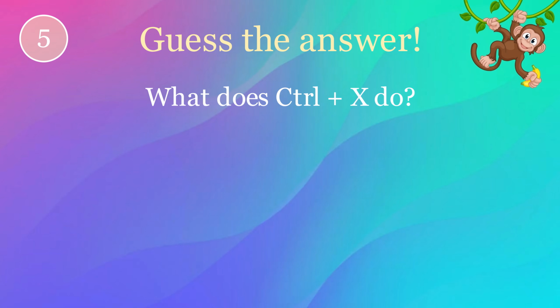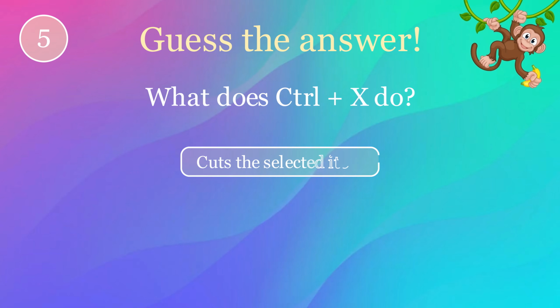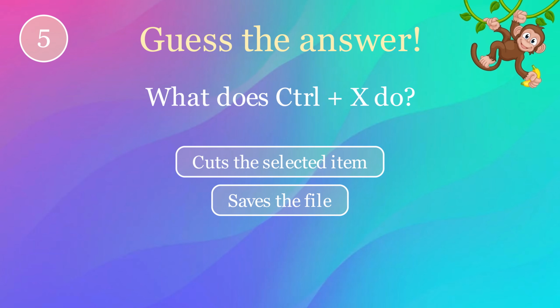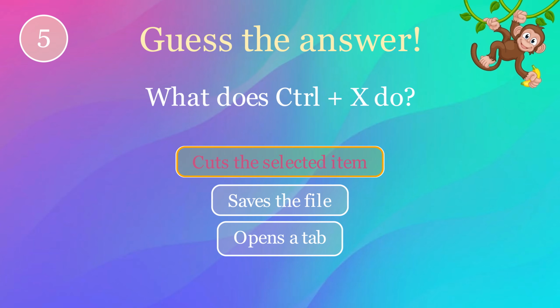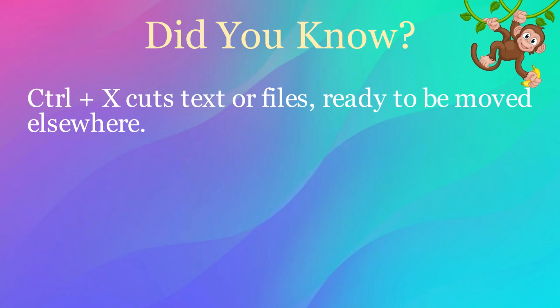What does Ctrl+X do? Cuts the selected item. Saves the file. Opens a tab. The correct answer is, cuts the selected item. Here's an interesting fact, Ctrl+X cuts text or files, ready to be moved elsewhere.